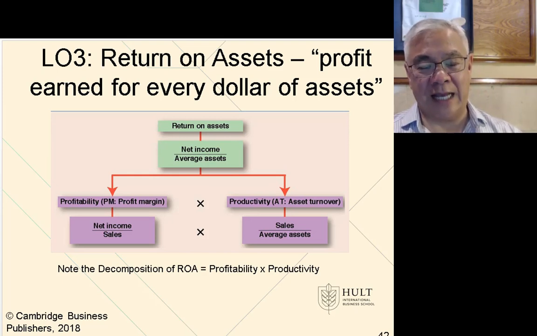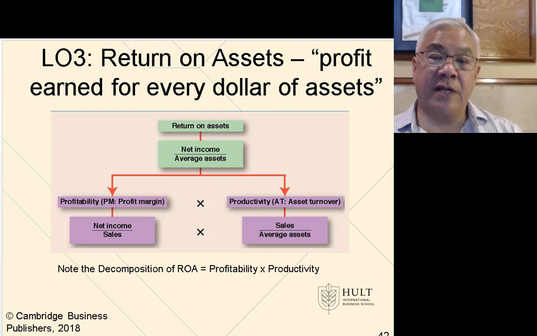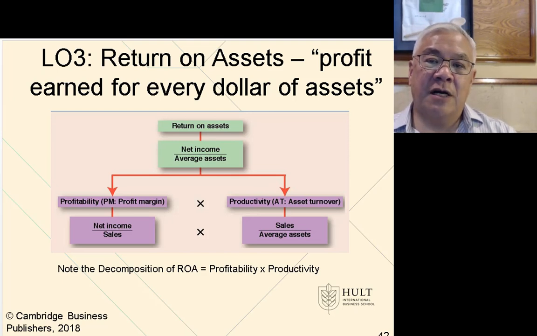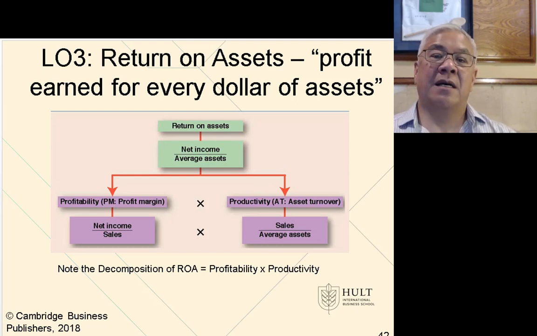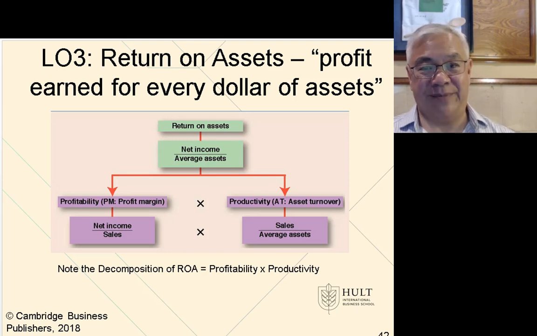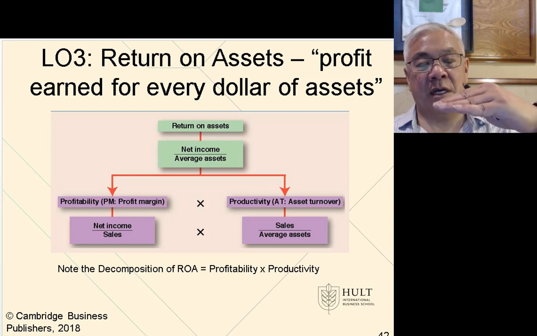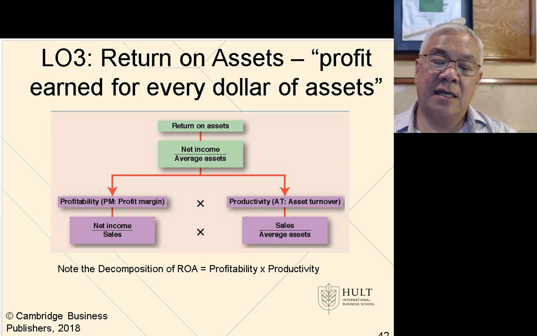Anyway, the way you interpret it is for every dollar of the denominator, how much do we have of the numerator? I just gave you a generic view of how to interpret a ratio. So let's try that. In this case, for every dollar of assets, how much profit do we make? So in this particular case, it's net income divided by average assets.